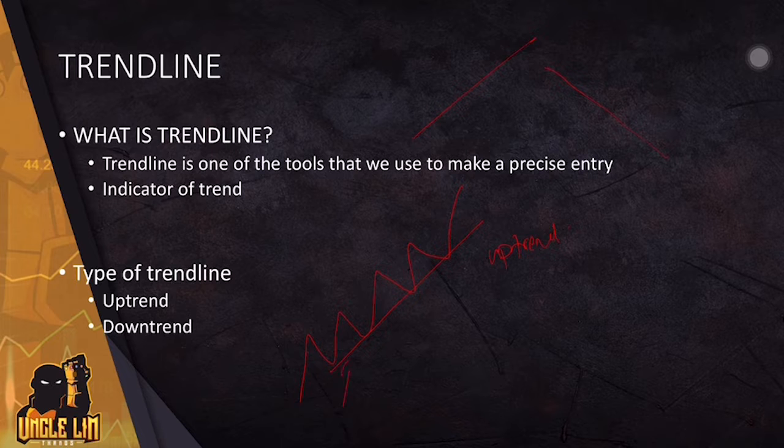The trend line will be at the bottom of the chart. Vice versa to downtrend, it will be like this. The trend line will be at the top of the chart. This is the trend line. This is downtrend. Okay. This is trend line.